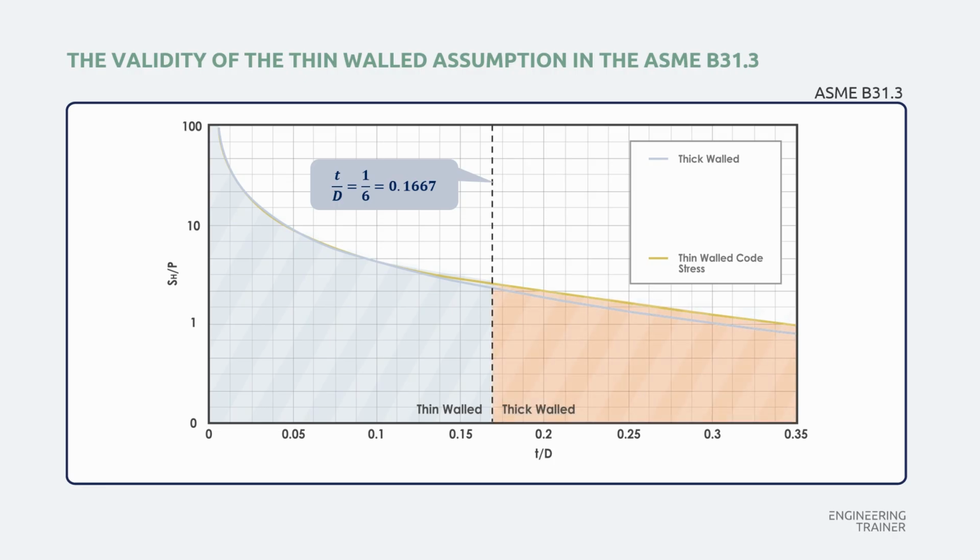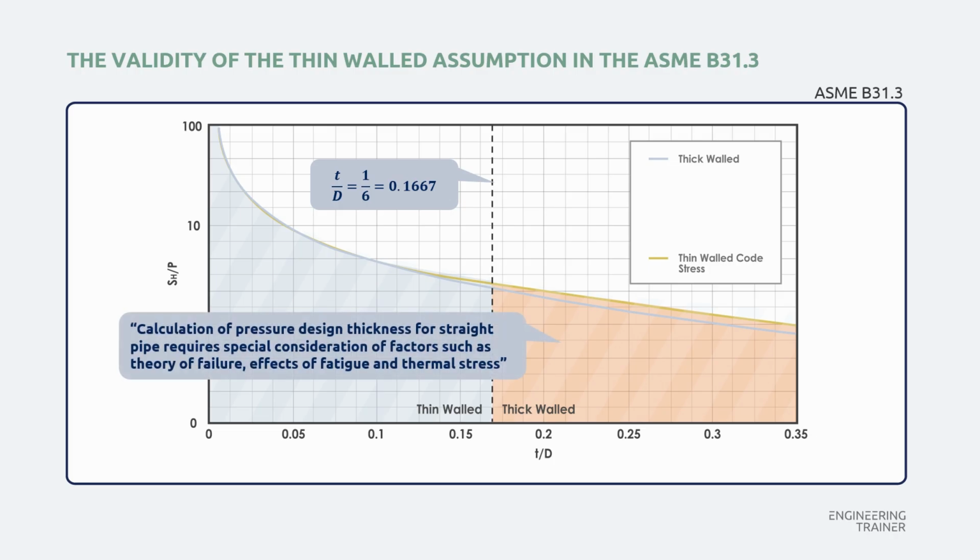The design code specifically states that the calculation of pressure design thickness for straight pipe requires special consideration of factors such as theory of failure, effects of fatigue and thermal stress, but does not refer to the thick-walled relation in Chapter 9. You will have to use your engineering judgment to decide whether to use the provided thick-walled relation or to consider a more conservative method of calculation. It should be noted that you require specific approval from the owner of the system before moving on with the design according to the thick-walled relations.